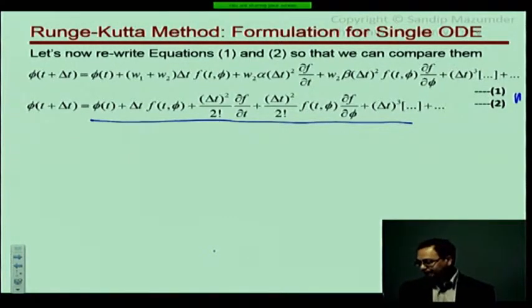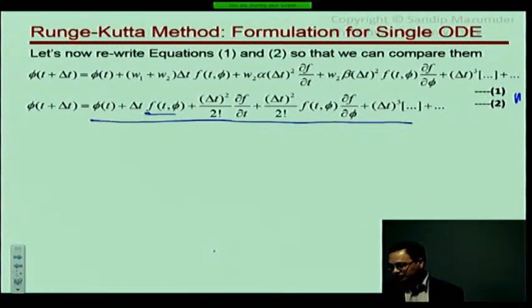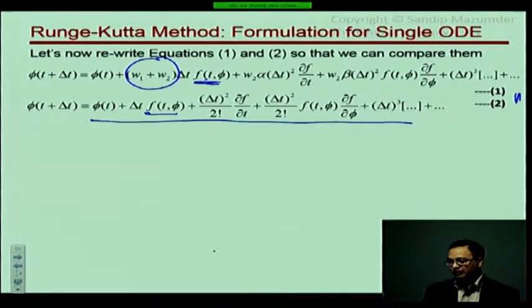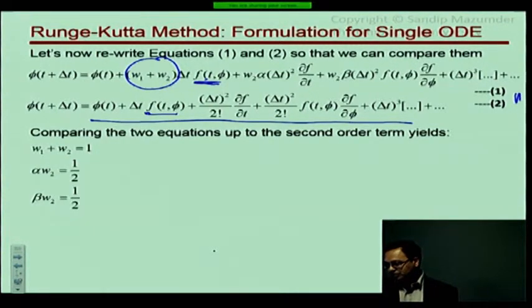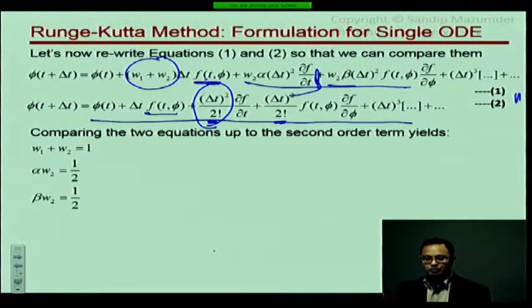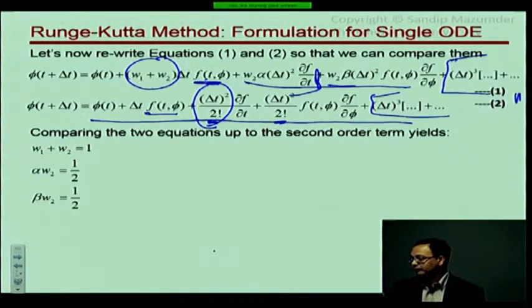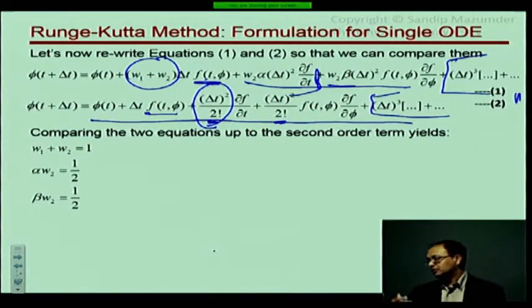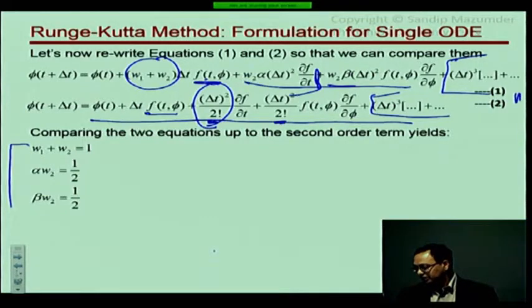So if we want to match them, for example, if we want to match this term here, clearly you can see W1 plus W2 must be equal to 1. Similarly, if you want to match this term with that plus that, then you have alpha W2 is equal to half from here. Similarly, beta W2 will be half again right here. So we're just comparing terms and we end up getting those equations. Anything beyond that, the cubic onwards, we are throwing away. So we're matching only up to the second derivative, or the delta t squared term. All right. When we do that, these are the equations we get, the relationships.